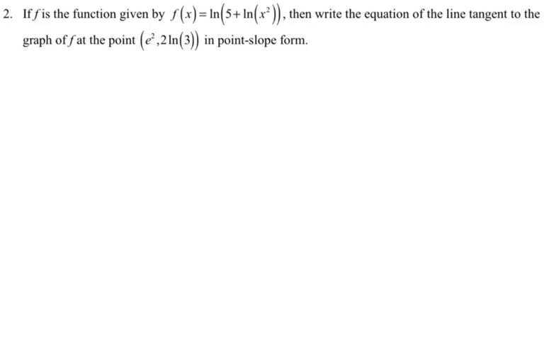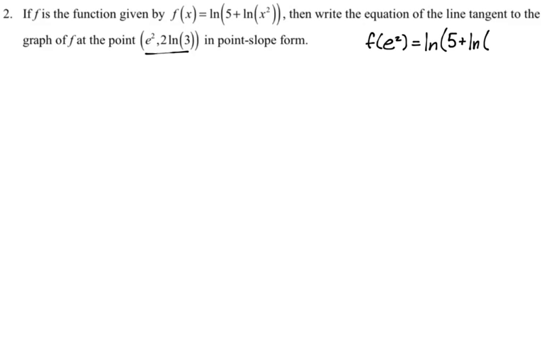So if f is the function given by f of x equals natural log of the quantity 5 plus natural log of x squared, then write the equation of the line tangent to the graph of f at the point e squared, comma, 2 natural log of 3 in point slope form. Point slope form is really, really common. I'm just going to show really quickly why the ordered pair is e squared, comma, 2 natural log of 3. Because this is a review video, I would not do this on the AP exam. If they give you a point, you can use the point.